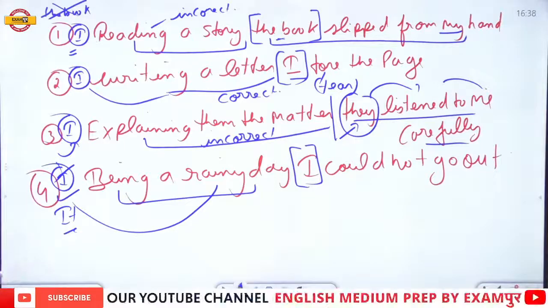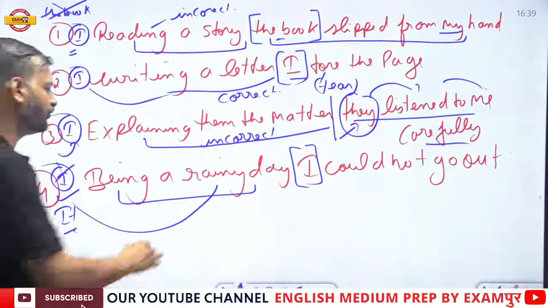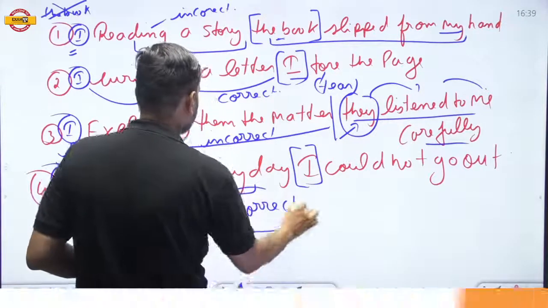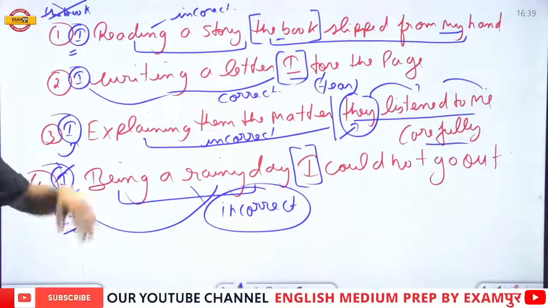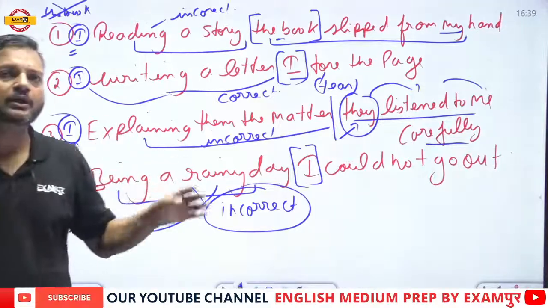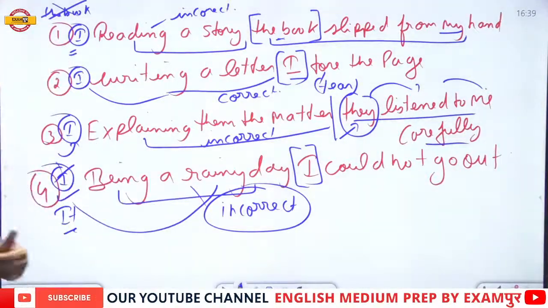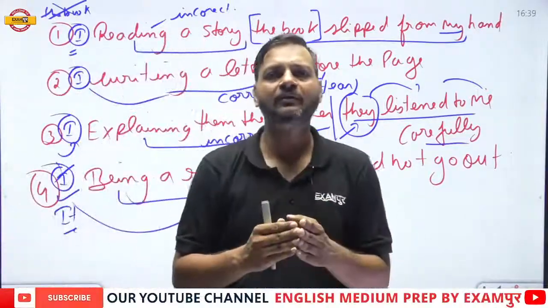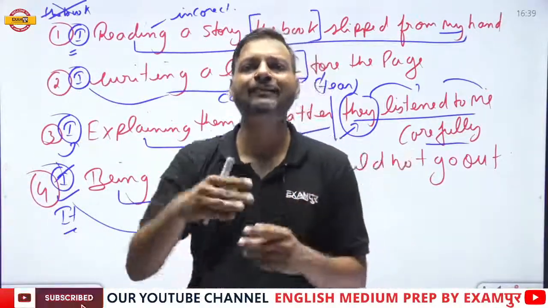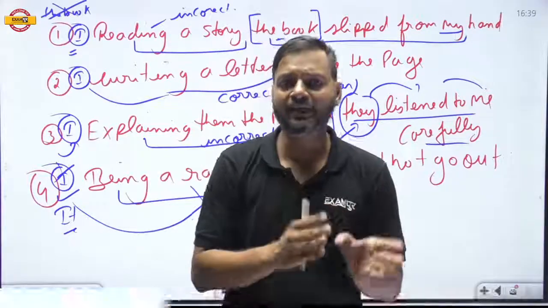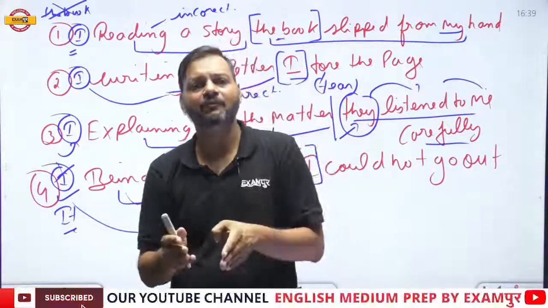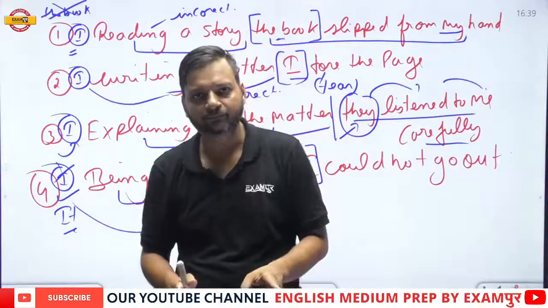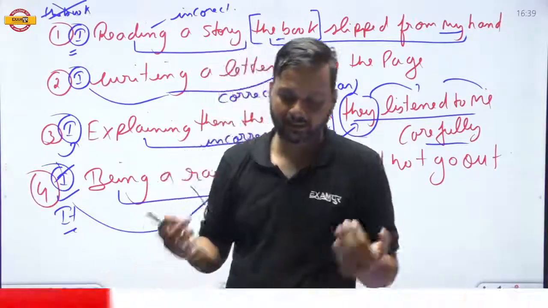So in the fourth sentence also, the subjects are not the same. So the fourth sentence is also incorrect. Okay, so this is called misrelated participle. Any sentence that starts with a participle must have the same subject in both the clauses. If a sentence starts with a participle and does not share the same subject, it is wrong. It is incorrect. Getting my point or not?